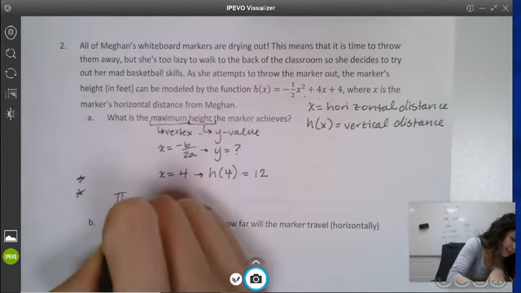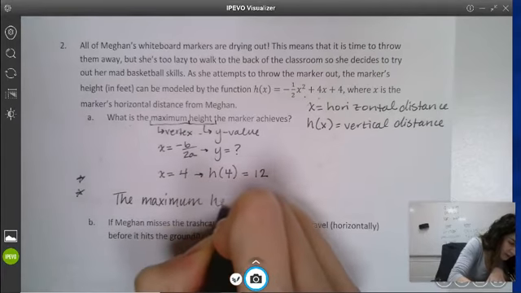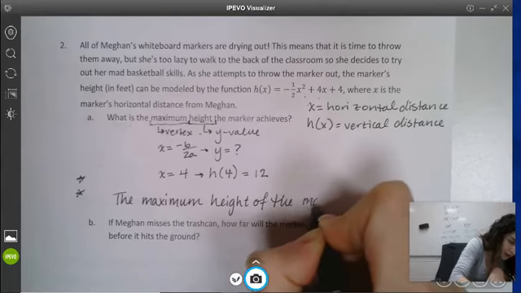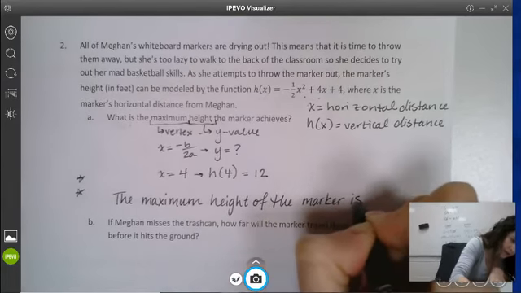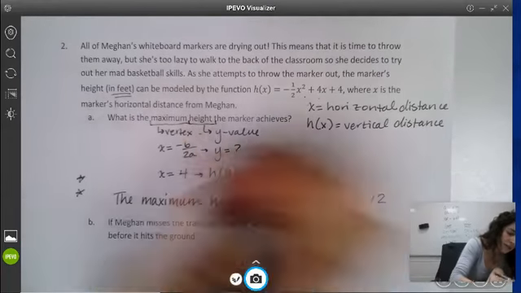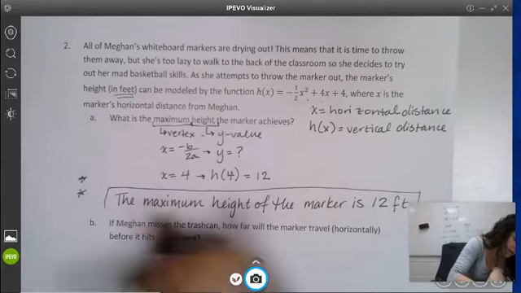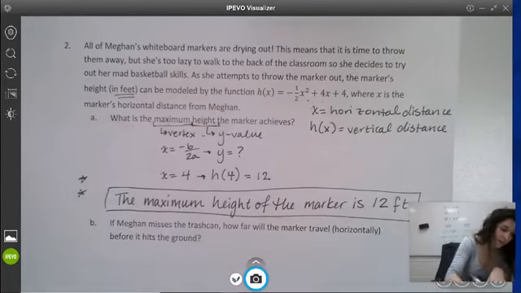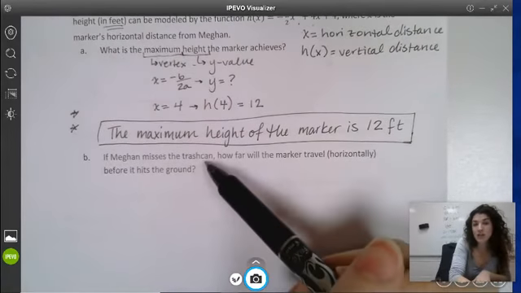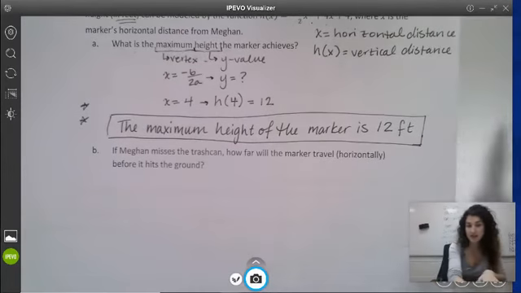So the maximum height of the marker is 12, and it says right here in feet, so I can say 12 feet. That is quite the throw. Okay. If I miss the trash can, how far will the marker travel horizontally before it hits the ground?